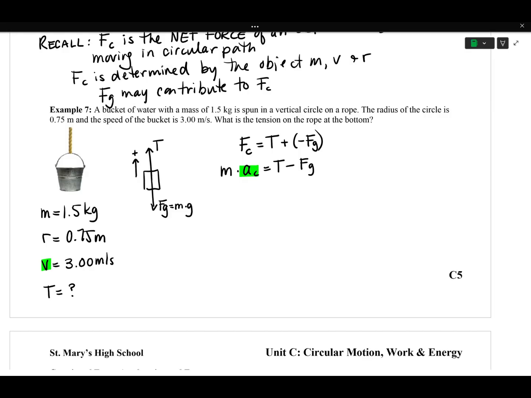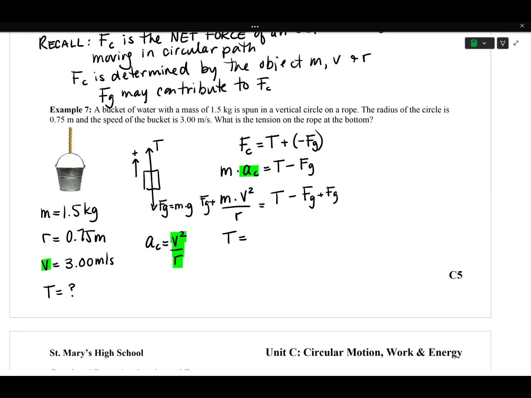Now, when I take a look at my equation, I do not have centripetal acceleration as one of my values, but I do have speed. So, what equation do we know for centripetal acceleration that has speed in it? Yeah, centripetal acceleration is our speed squared over r. So now that's what I'm going to plug into it. So it's now going to be mass times v squared, all divided by r, is equal to my tension minus my force due to gravity. I haven't put in the m times g yet just because I want to manipulate the equation first.